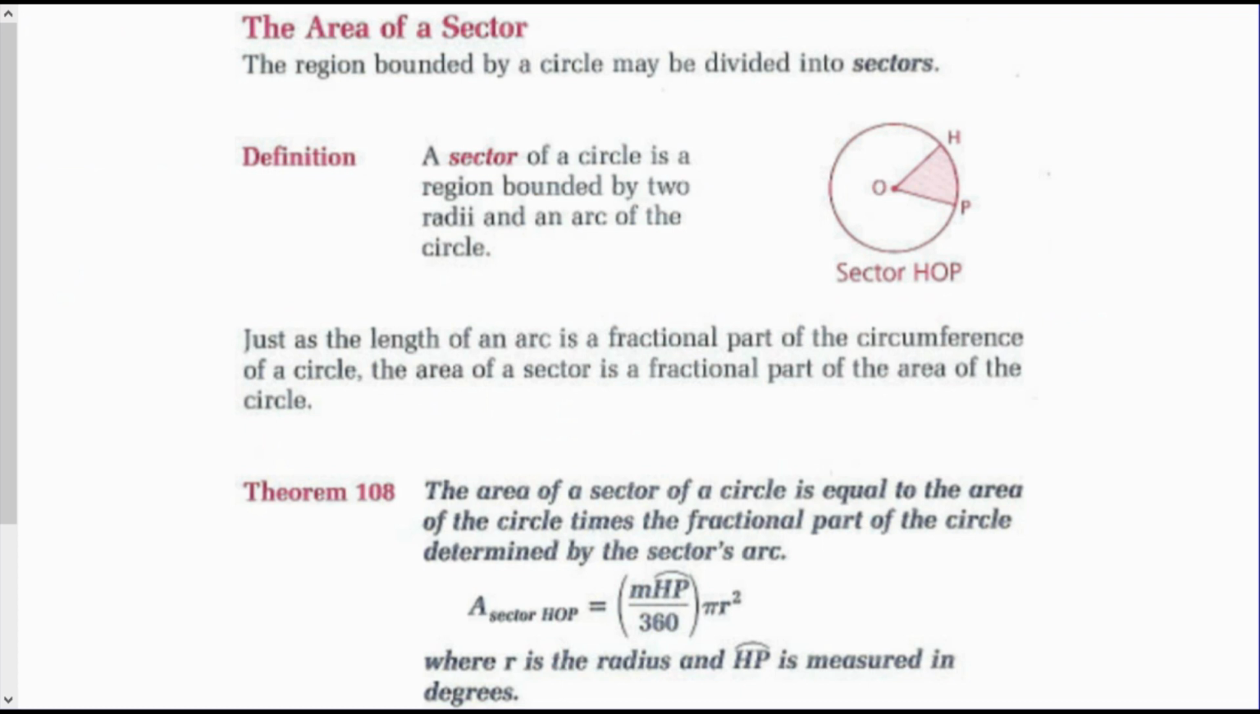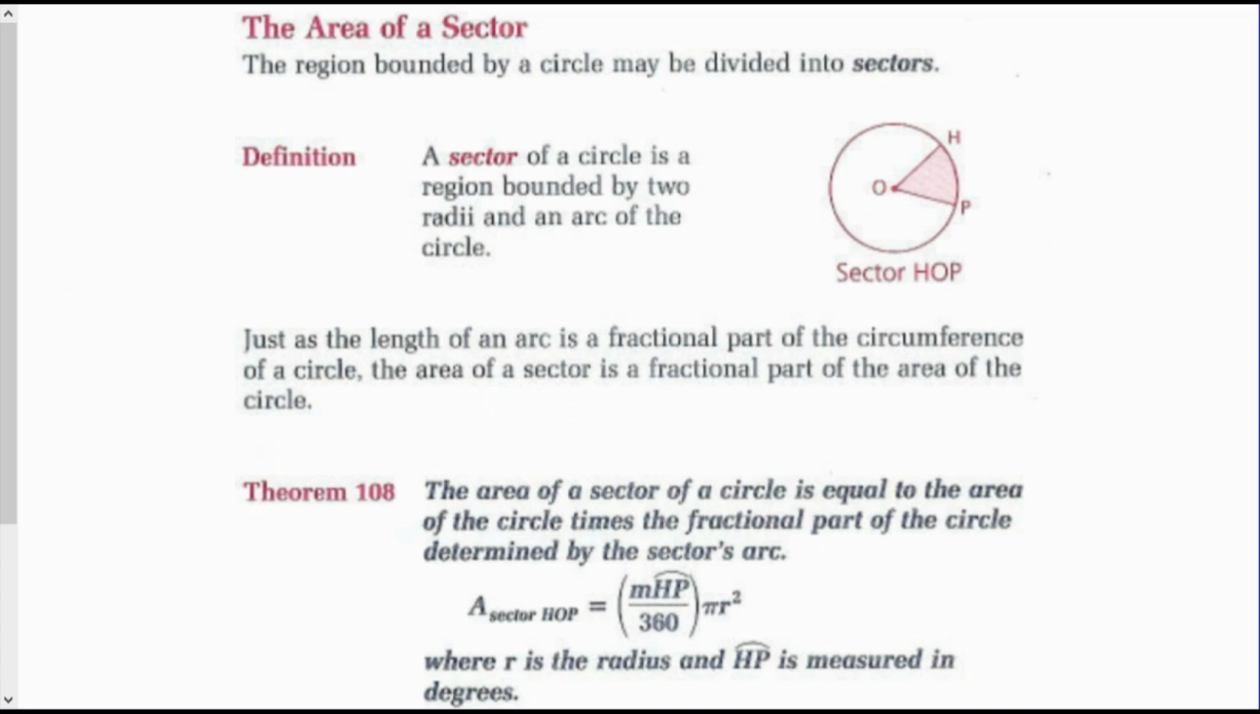Now looking at the area of a sector, the region bounded by a circle may be divided into sectors. So a sector of a circle is a region bounded by two radii and an arc of the circle. So in my diagram, I have sector HOP. Just as the length of an arc is a fractional part of the circumference of a circle, the area of a sector is a fractional part of the area of the circle.